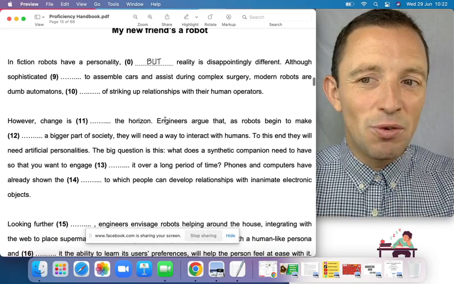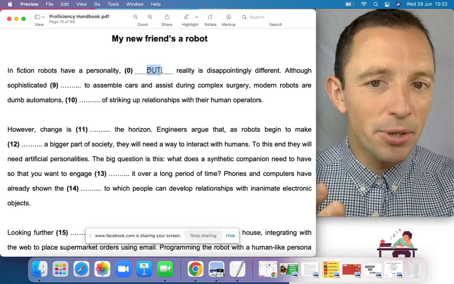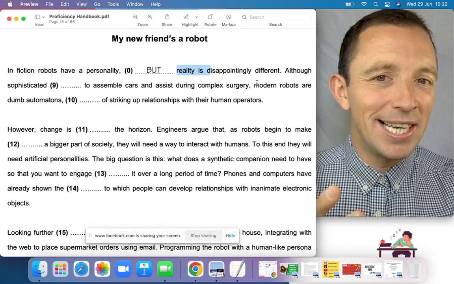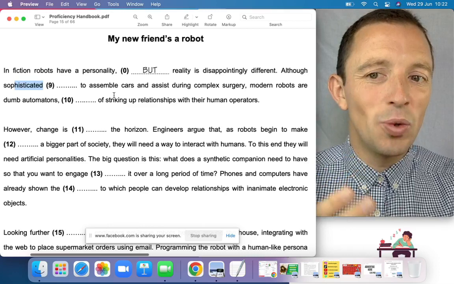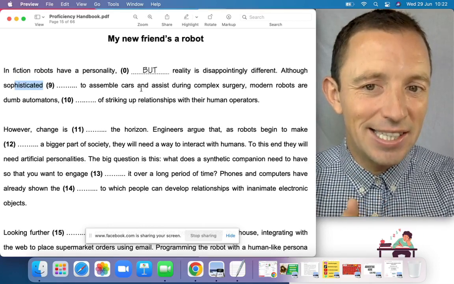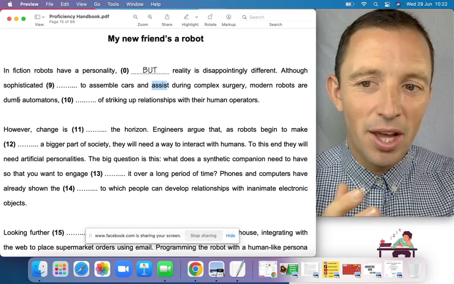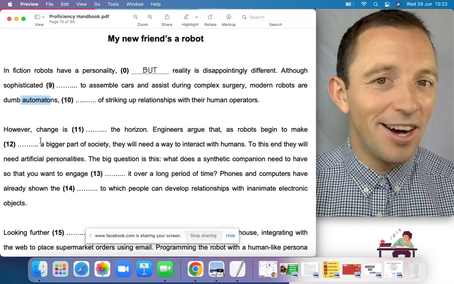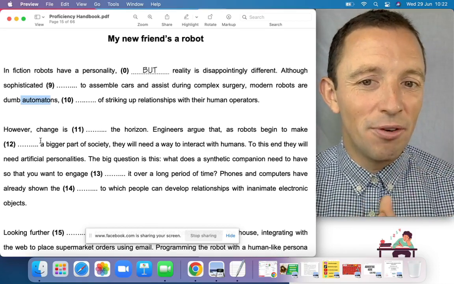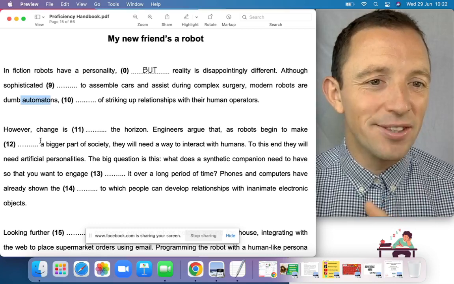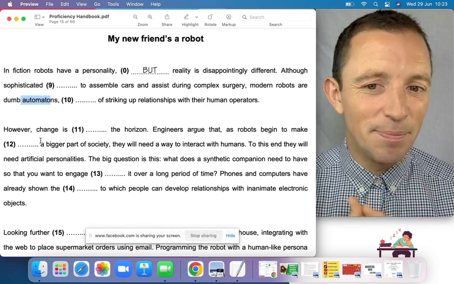My new friend is a robot. In fiction, robots have a personality, but reality is disappointingly different. Although sophisticated space to assemble cars and assist during complex surgery, modern robots are dumb automatons. I don't know what that word is. Automatons, I don't know. Space of striking up relationships with their human operators. However, change is space the horizon.